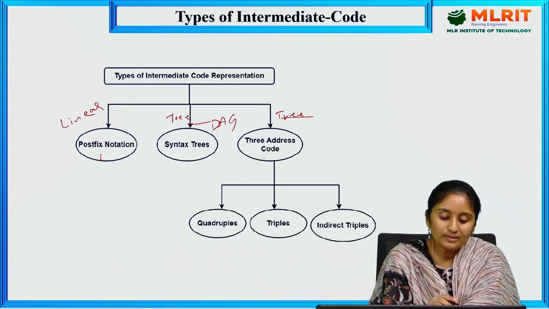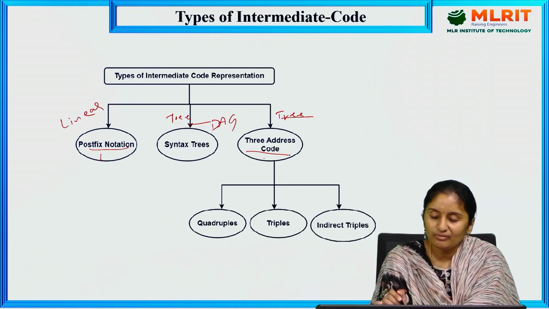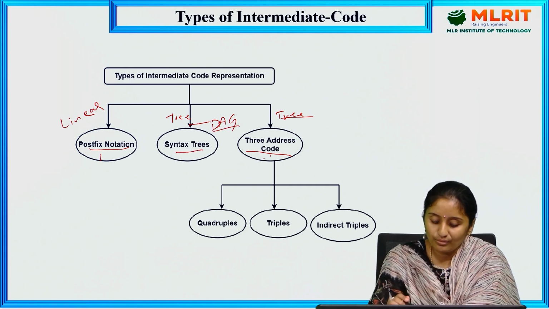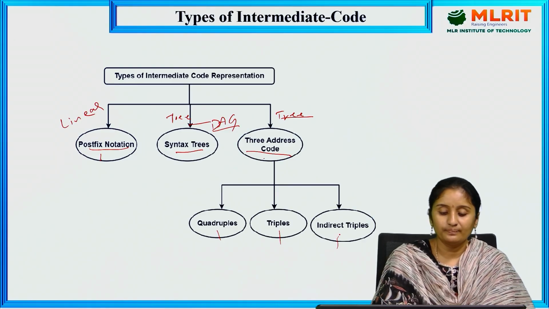Here the intermediate code representation is divided into two types, linear form and tree form. Under linear form, we have postfix notation and 3 address code. Under tree form, we have syntax tree and DAG. Again, this 3 address code is divided into quadruples, triples and indirect triples.